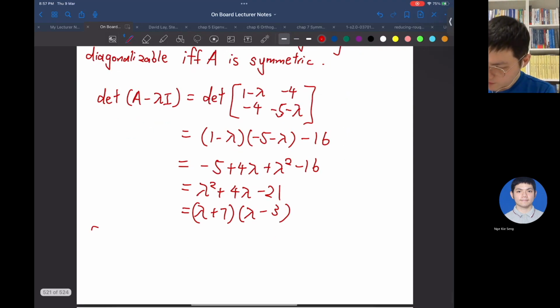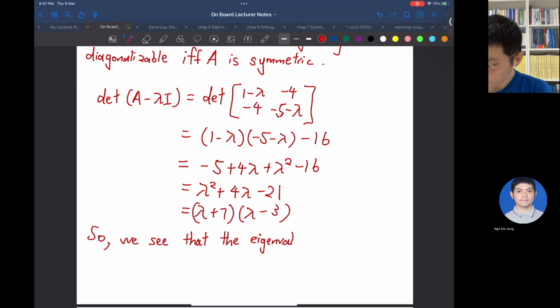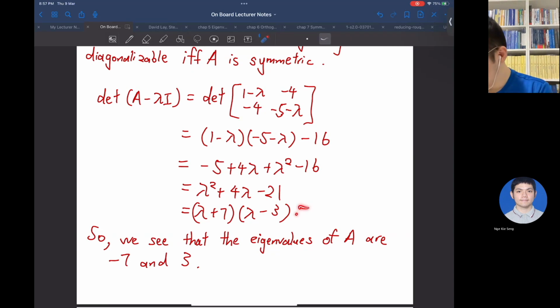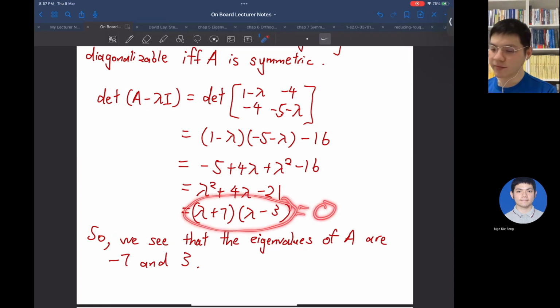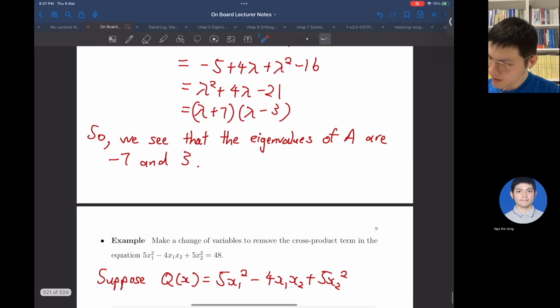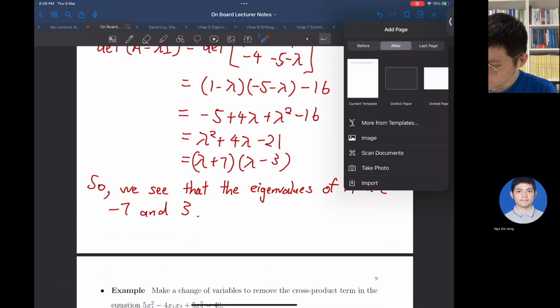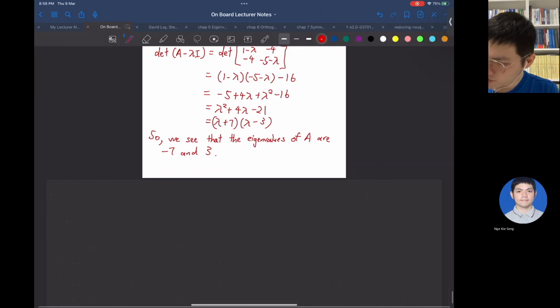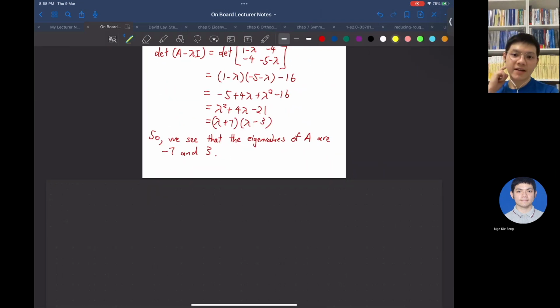So we see that the eigenvalues of A are minus 7 and 3, which we find by looking at the roots of the characteristic polynomial. All right. So next, what should we do? So we should find the eigenvectors.